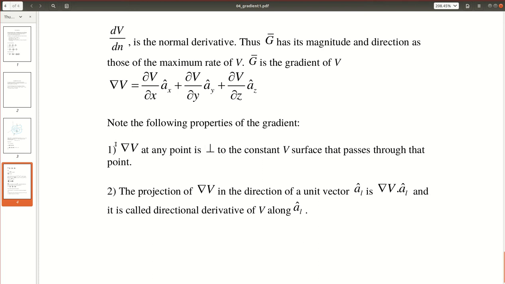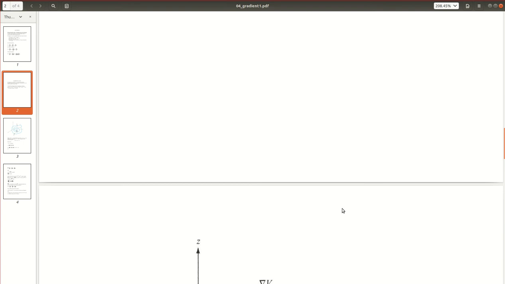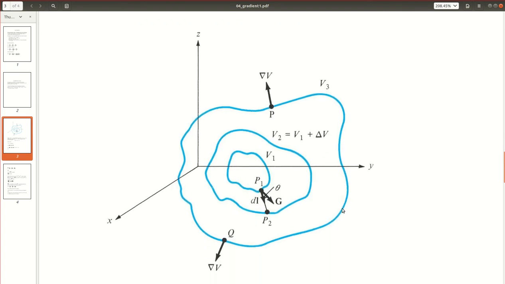Okay, the gradient at any point is perpendicular to the constant V surface that passes through that point. And the projection in the direction of unit vector aL is del V dot aL, and it's called the directional derivative of V along aL.